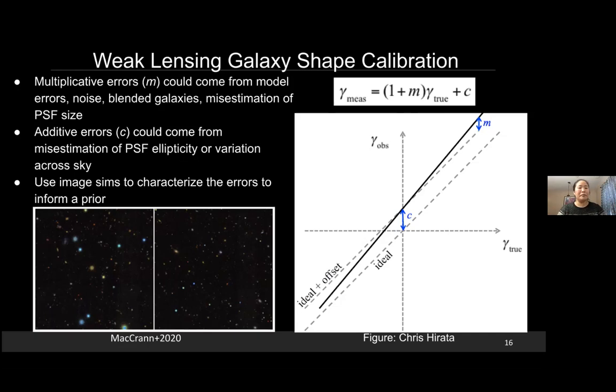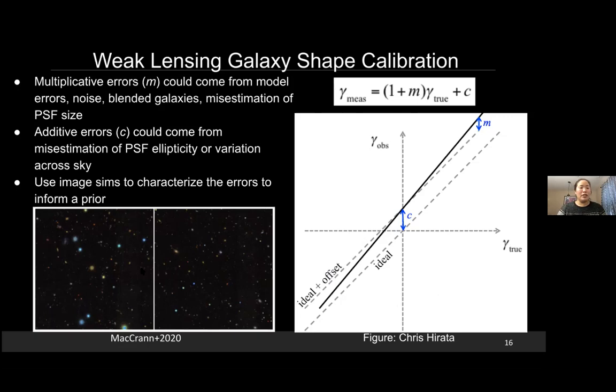across the sky. And the idea is that you want to use image simulations where you know the truth. So you have a known gamma true, and then you take your algorithm and make this measurement for gamma measured. And then you can do a fit, kind of like in this plot here, where the ideal has C equal to 0 and M is as small as possible, hopefully 0. And then figure out what your actual biases are.